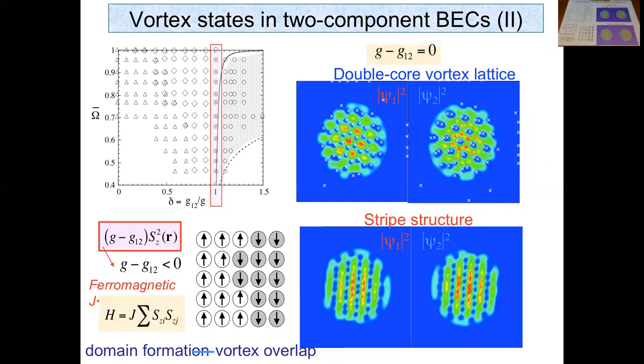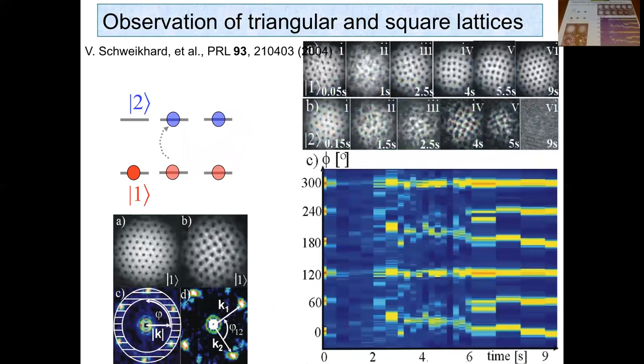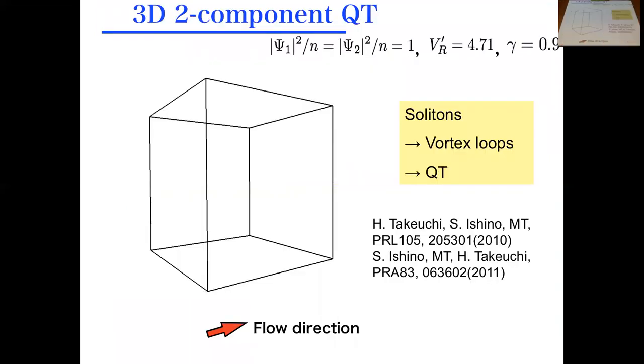I'll skip this part. Fortunately, such a square lattice was observed by Eric Cornell's group by using two-component BECs. So you can find it. I don't explain the detail. Here, they certainly observed a square lattice as predicted by us. But there are lots of interesting topics for the two-component BECs.